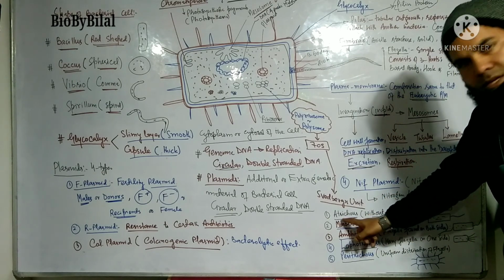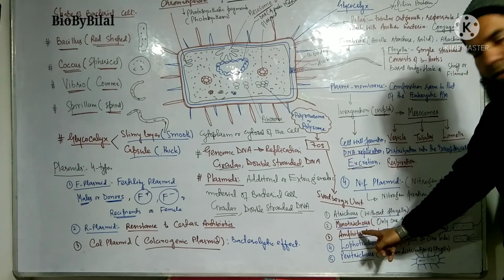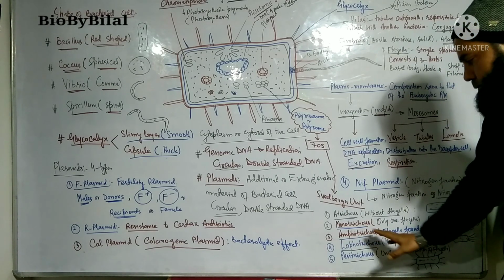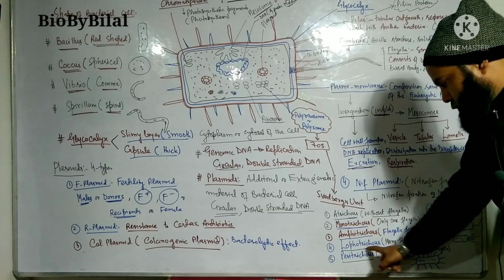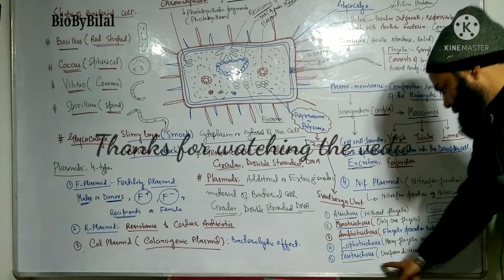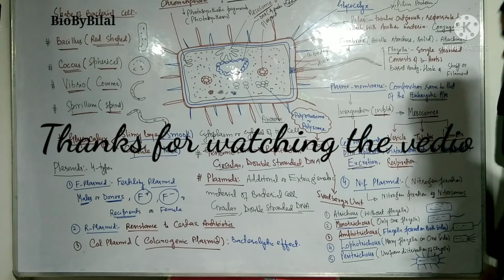So these names are here: Atrichous, without flagella; Monotrichous, only a single flagellum; Amphitrichous, flagella found on both sides of the bacteria; Lophotrichous, many flagella on one side. Here is the diagram, and Peritrichous means uniform distribution of the flagella.